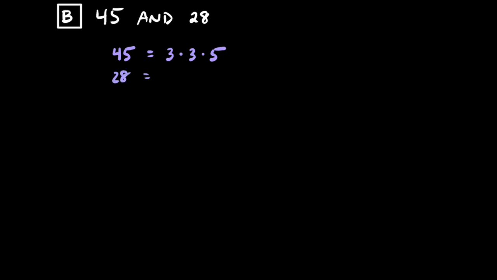For 28, we can start off with a 2 since it's even. Half of 28 is 14. What does 14 break down into? Well, it's 2 times 7, so we'll put a 2 here and a 7 here. The prime factorization for 28 is 2 times 2 times 7.